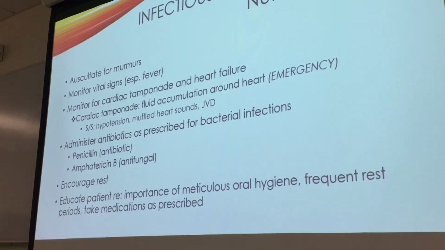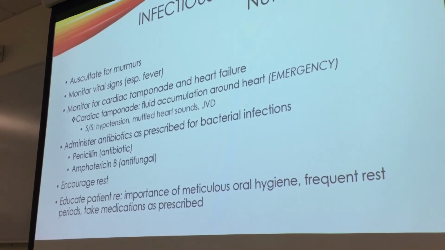So nursing care for these patients would be auscultating for murmurs. Specifically, if you notice a patient you took care of a few days ago didn't have a murmur, but they've been in here with some sort of infection, and now all of a sudden we hear that they have a murmur, you have to start thinking, could this be infective endocarditis? Is something going on with their valves now? Monitoring their vital signs, especially their fever. These patients will most often have a fever and a high white blood cell count. Monitoring for cardiac tamponade and heart failure.